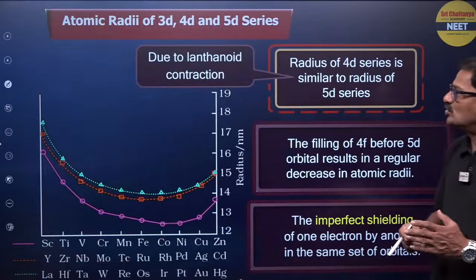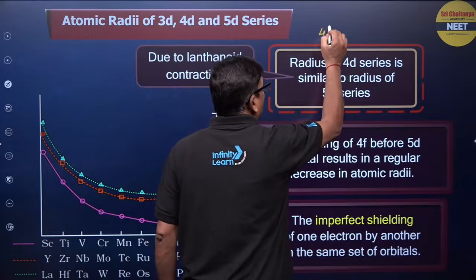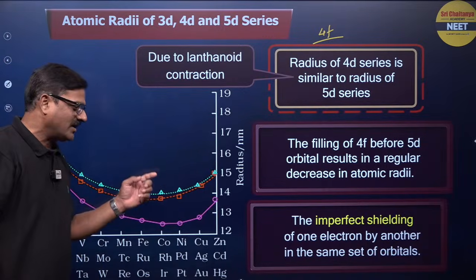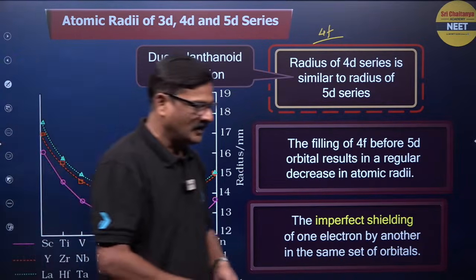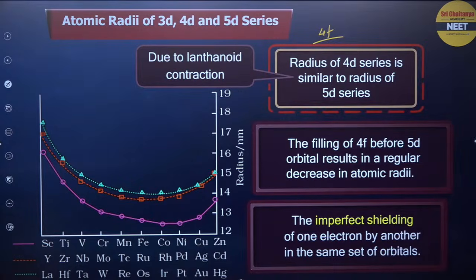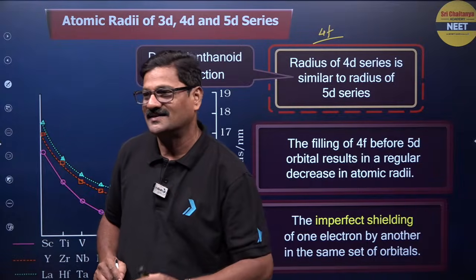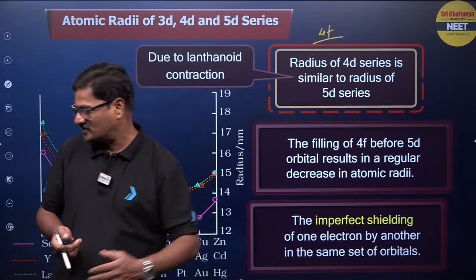Now let us see, due to lanthanoid contraction, because of the poor screening effect of the 4f orbital, the atomic radius of the 5d series is less than expected. That is called poor screening effect, that is what we can say imperfect shielding. So due to lanthanoid contraction.